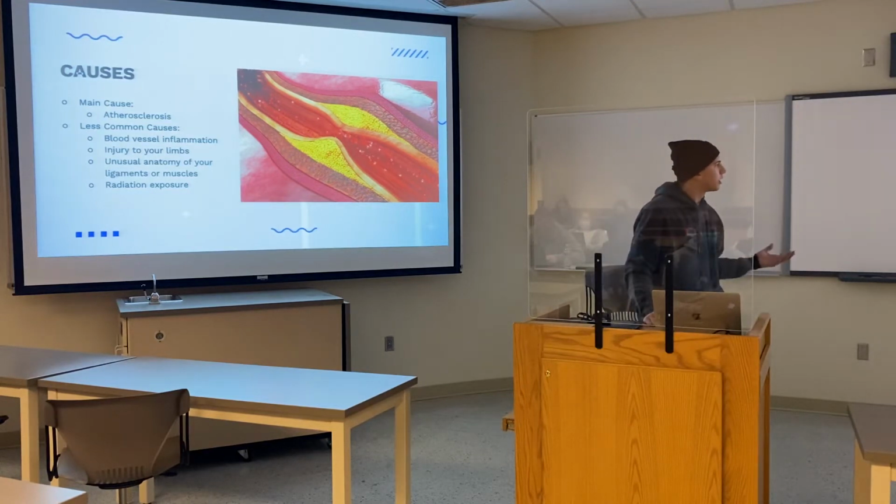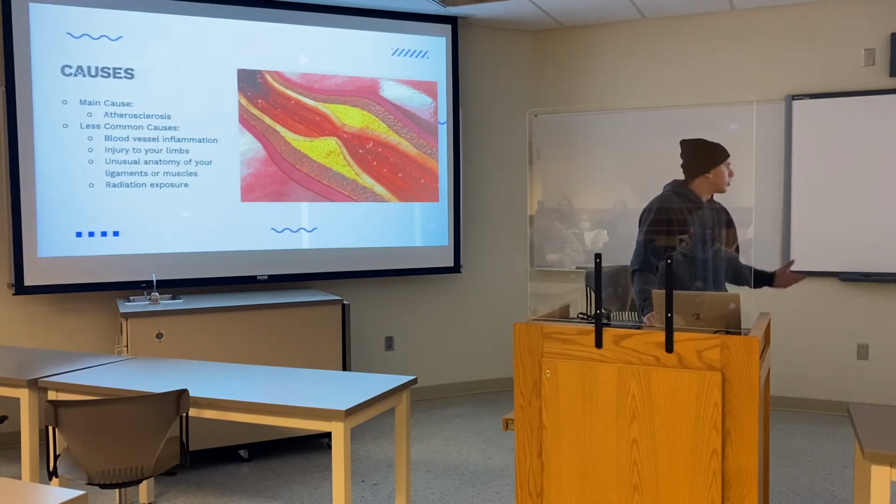The less common causes include blood vessel inflammation, which can cause the walls of the blood vessels to thicken, and that reduces the width of the passageway through the vessel. And so that can result in organ and tissue damage throughout the body. There are many different types of this, and most of them are rare. So you will mainly just see atherosclerosis, but you may see that as well.